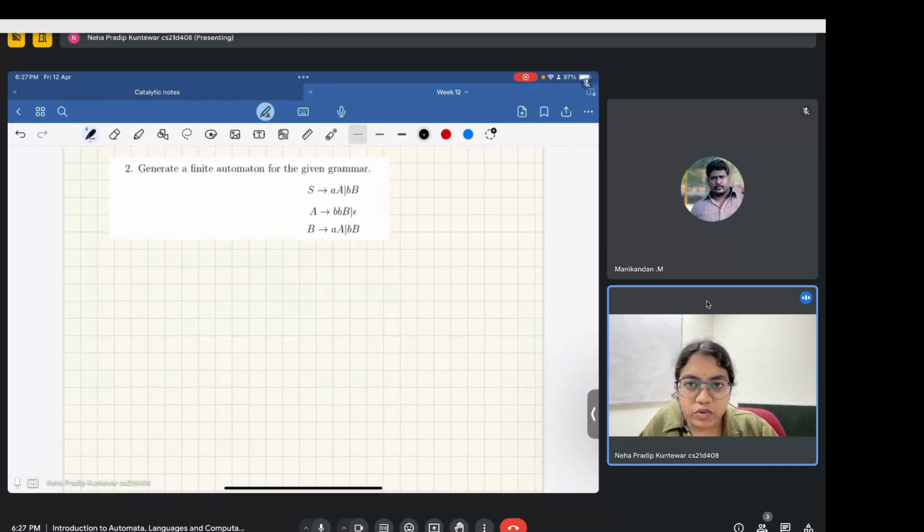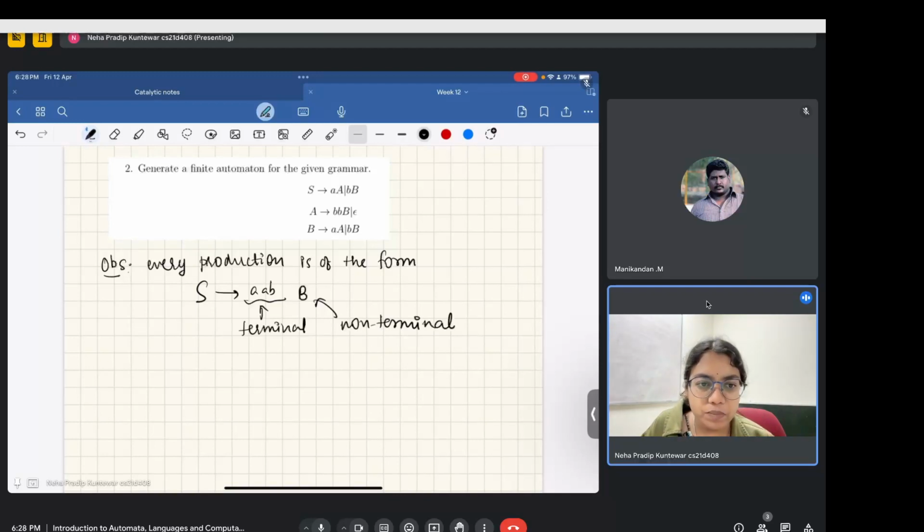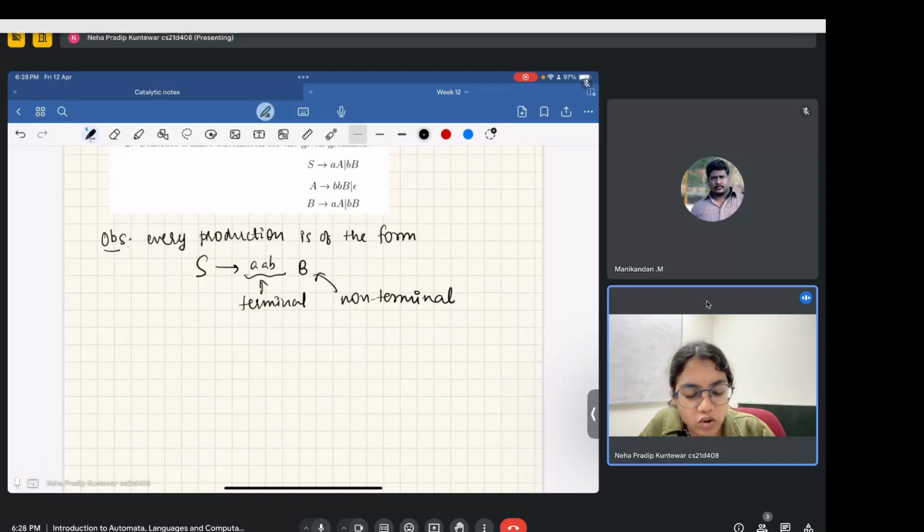So one thing that is very peculiar about this grammar, one observation, is that every production is of the form that you have some terminals first, and only then it has a single non-terminal. It is in this specific form. Such grammars are called right linear grammars. This is because every non-terminal will always be on the right hand side.